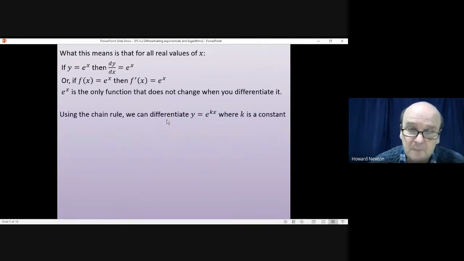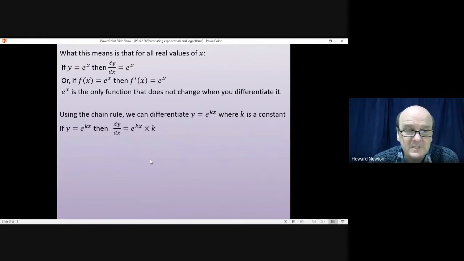Using the chain rule, we can differentiate y equals e to the power of kx, where k is a constant. If y equals e to the power of kx, then dy by dx equals, first of all, you differentiate the e, and when you differentiate the e, nothing happens. It stays the same. You've got e to the power of kx. Then you differentiate the kx, and when you differentiate that, you get k. So that gives you dy by dx is equal to k e to the power of kx.